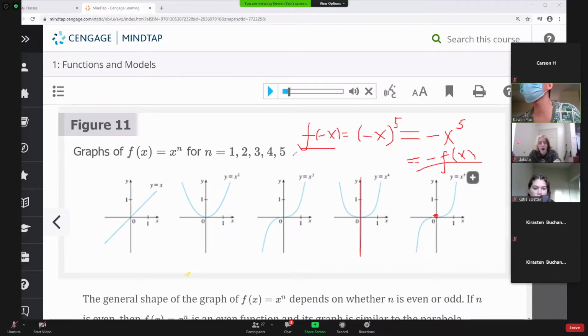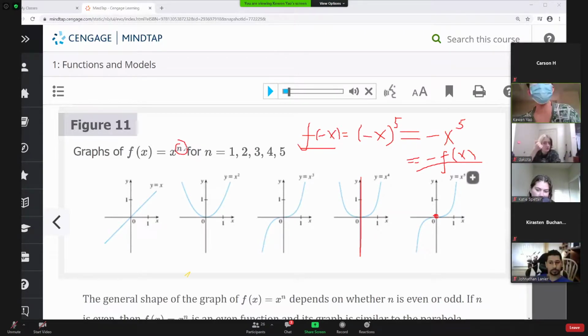It's easy to see. Look at the power, right? If n is an even number, it is an even function. If n is an odd number, it's a what? Odd function. Easy to remember, right? If n is an odd number, it's an odd function. If n is an even number, it's an even function, right? So it's easy to remember. So this is called what function? Power function.